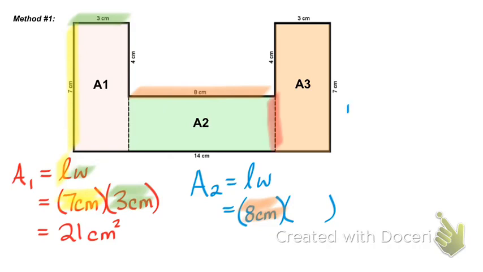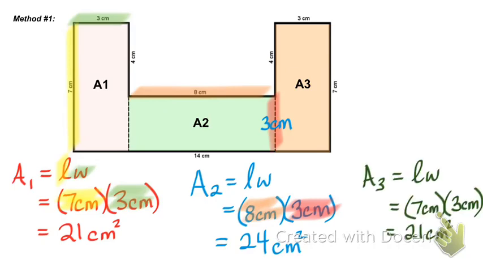Now, since 7 centimeters is the length of this rectangle on the right, and we know 4 centimeters is the length from this edge all the way to where the rectangle A2 meets, then we can do some subtraction to note that this must be 3 centimeters for our width. Multiplying 8 times 3 gives us 24 centimeters squared.